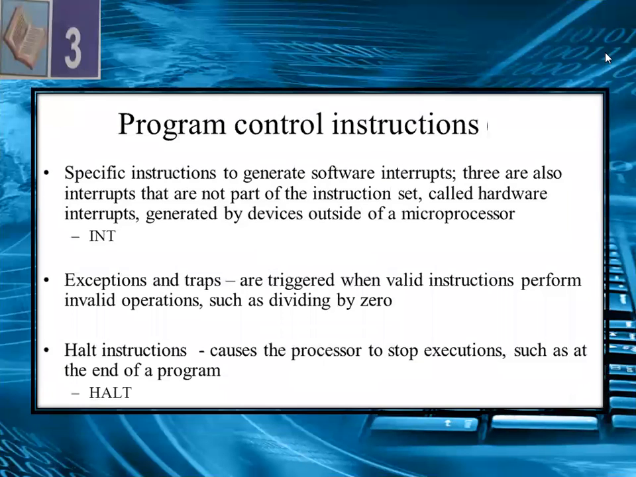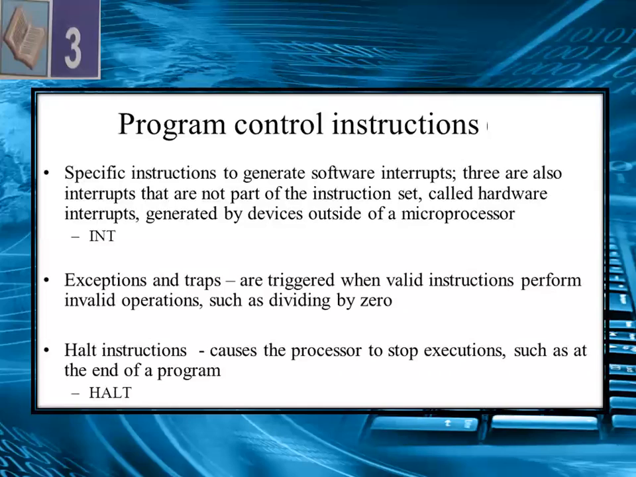The next type is program control instruction. This is the third type of instruction. So program control or transfer control is a way of altering the order in which statements are executed. There are a number of instructions used for this purpose like jump, loop. So these are program control instructions.